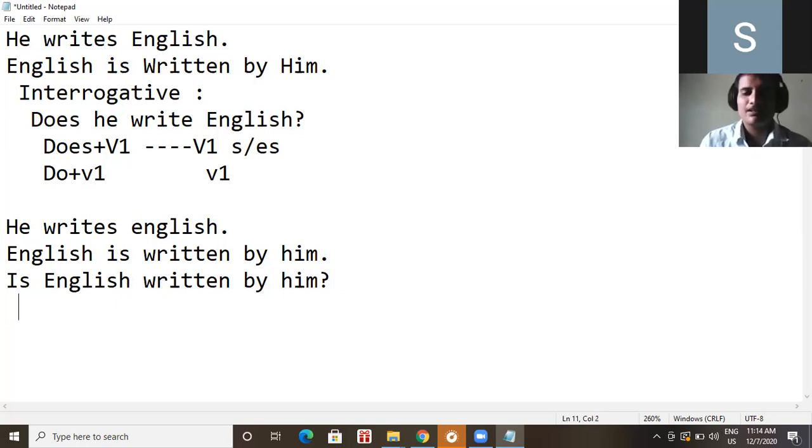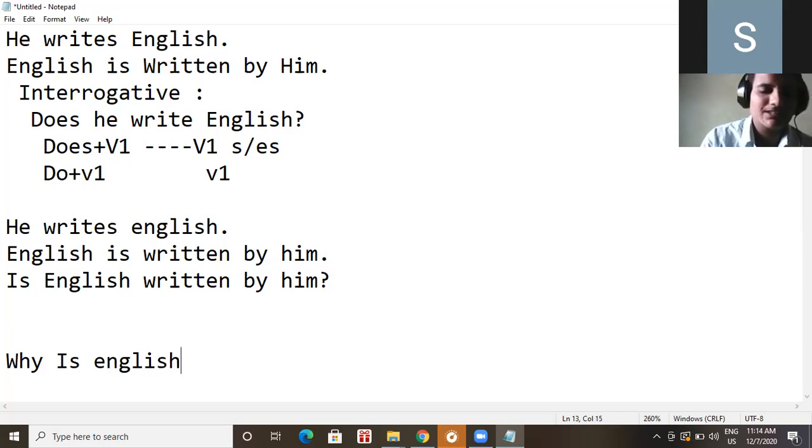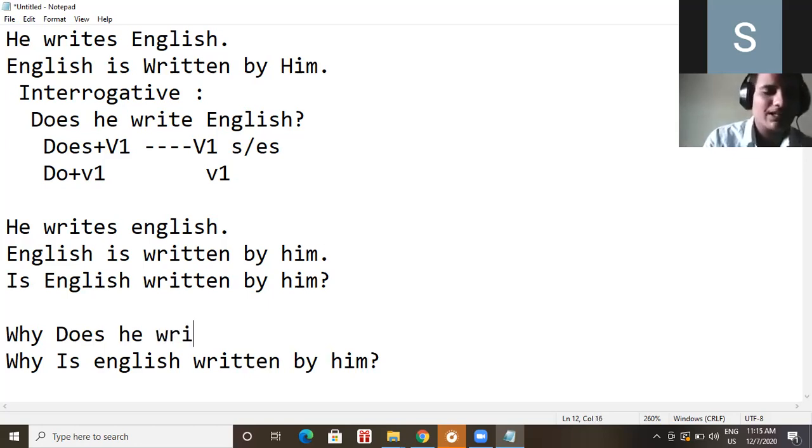Okay, this is an interrogative sentence. In a WH question, why is English written by him? First of all, this is passive. We have to change it into active voice. Why does he write?